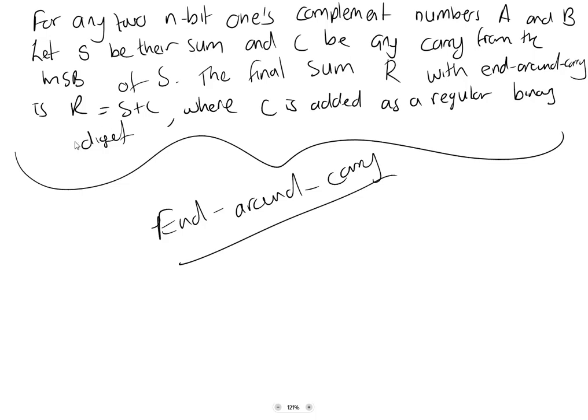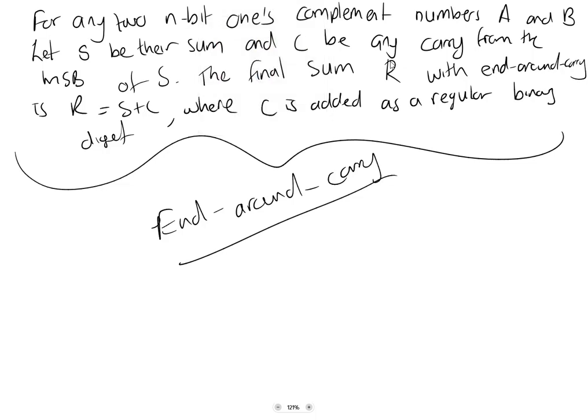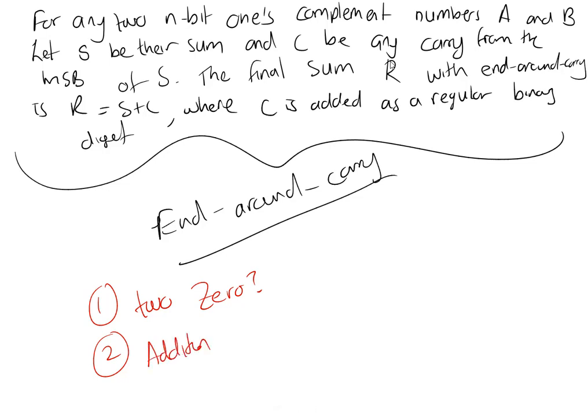Okay, so that's really nice. So there's big problems. I'm going to write the problems in red. Okay, so one's complement has big problems. Number one, 2 zeros. Okay, which is weird. And then the second thing is addition is not natural. Too much work.